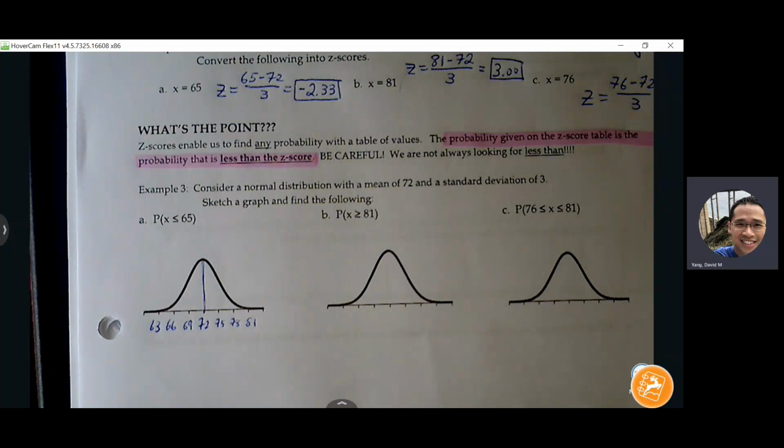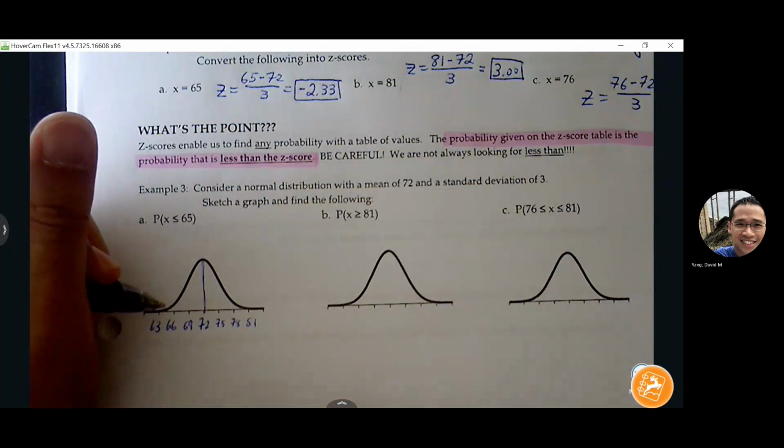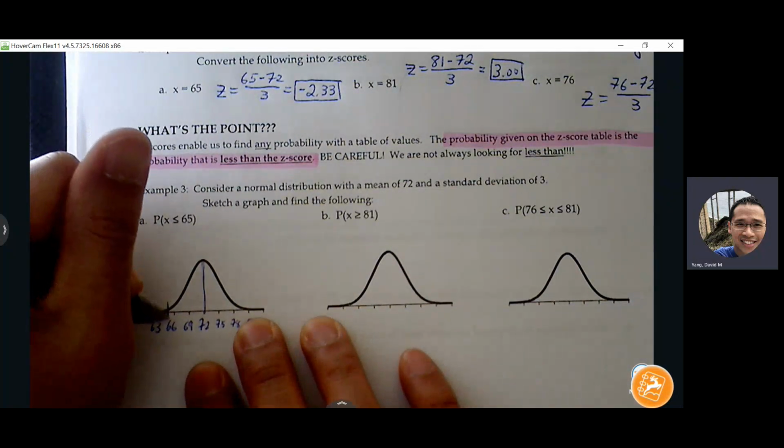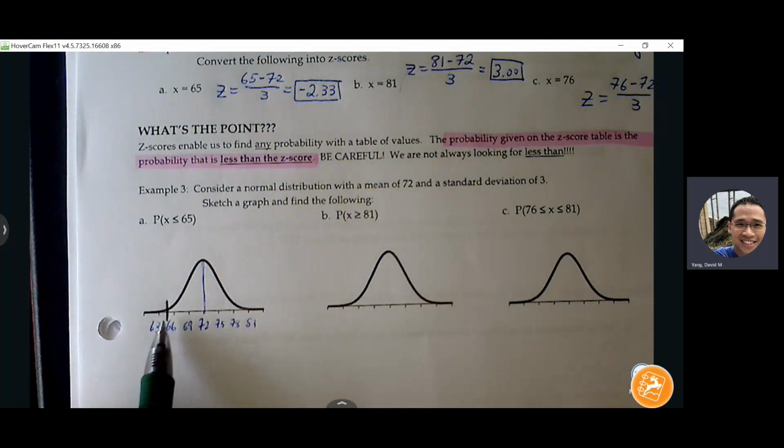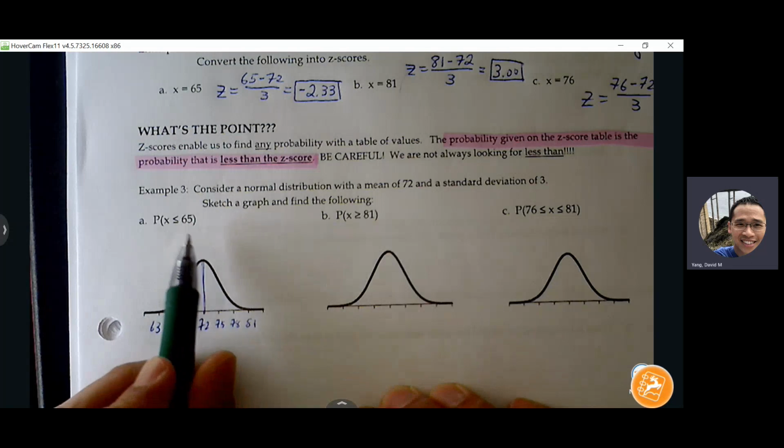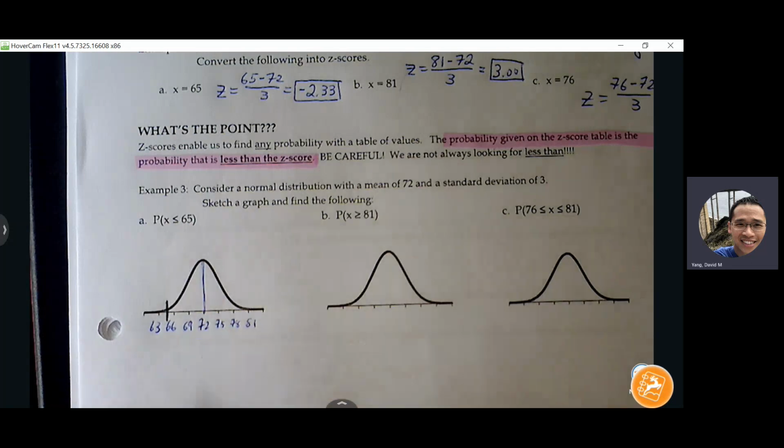Now notice that 65 is not nice and clean. 65 is somewhere here, right? But we have an idea of what it's going to be. It's going to be somewhere in that 2.35%, 0.15% range. It's going to be very, very small, less than 65. But with the z-score, we can find out the exact probability.